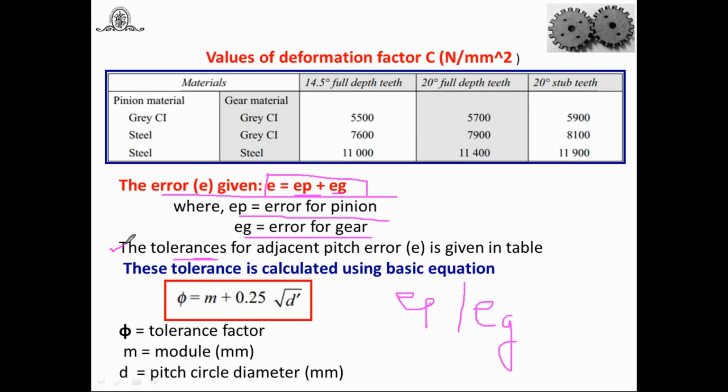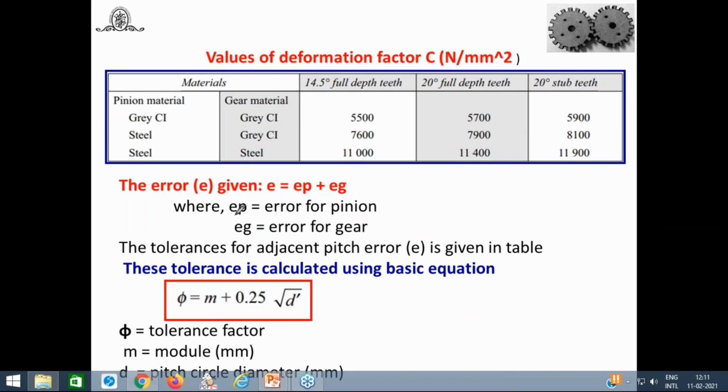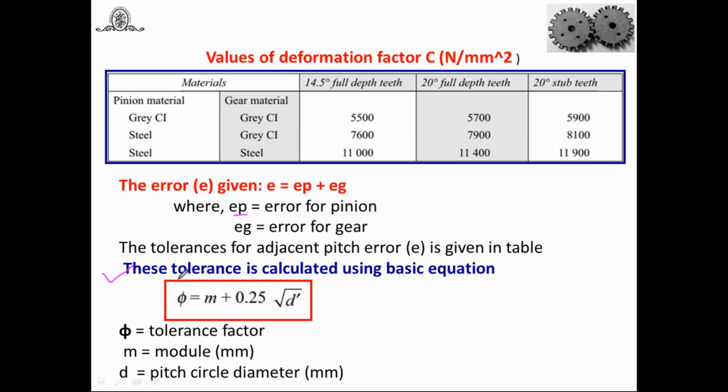So here I am going to write tolerance for adjacent pitch. Tolerance is the allowance which is provided on the gears while manufacturing, because different manufacturing operations are used, and because of that it gives some tolerances for the gear tooth profile. That's why this error has a relation with the tolerances, and you can directly say that it's also a tolerance. So you have to find out the error, meaning you have to find out this tolerance.